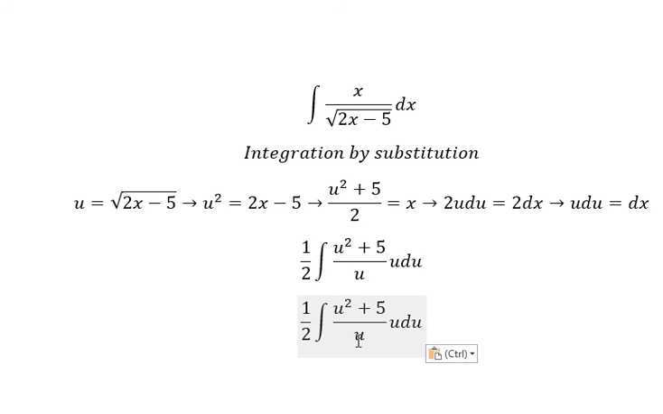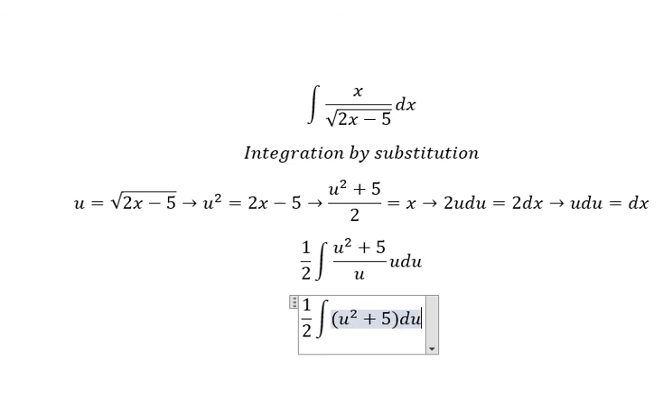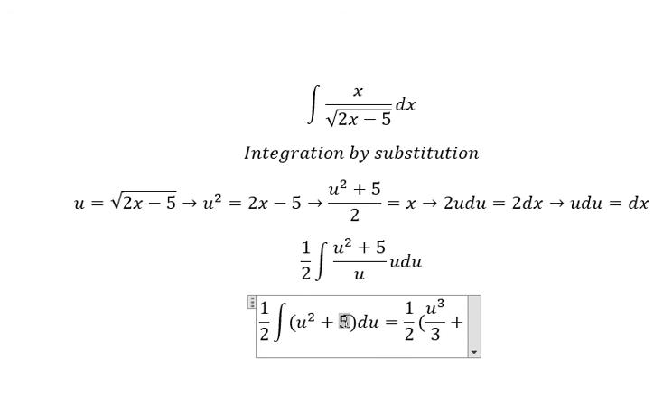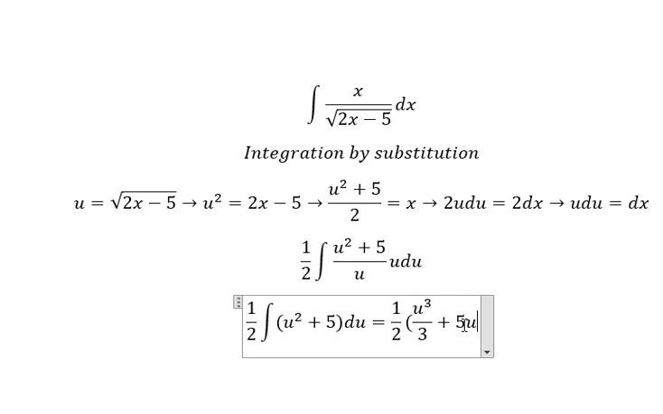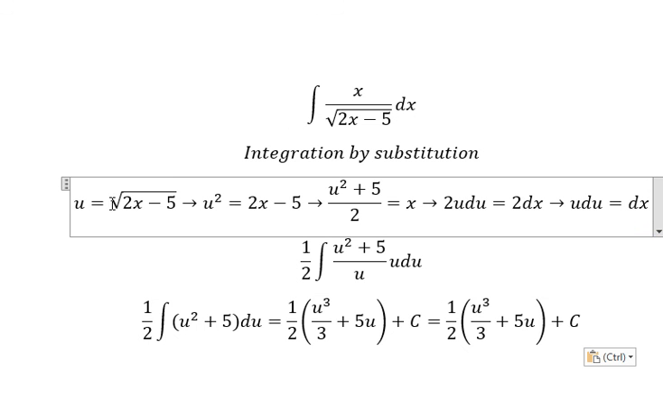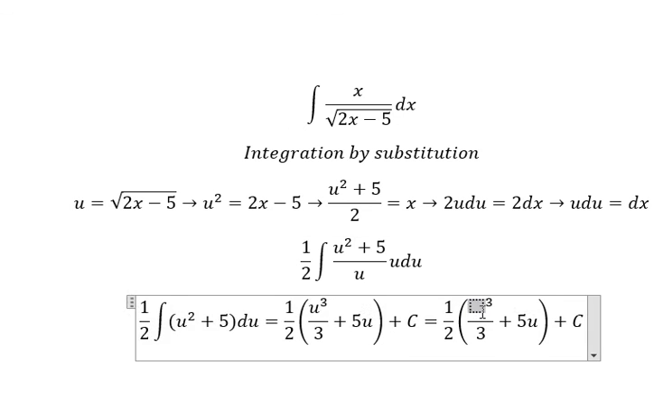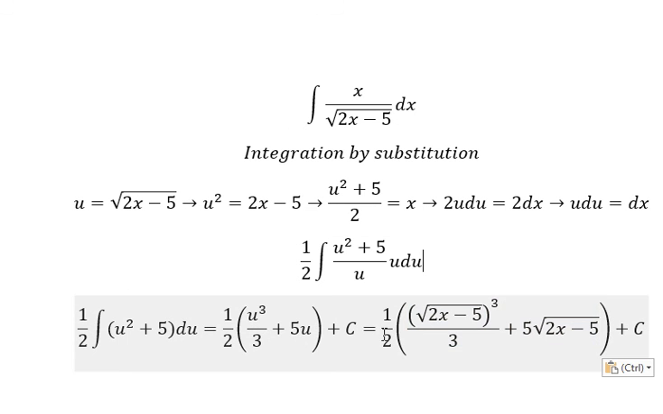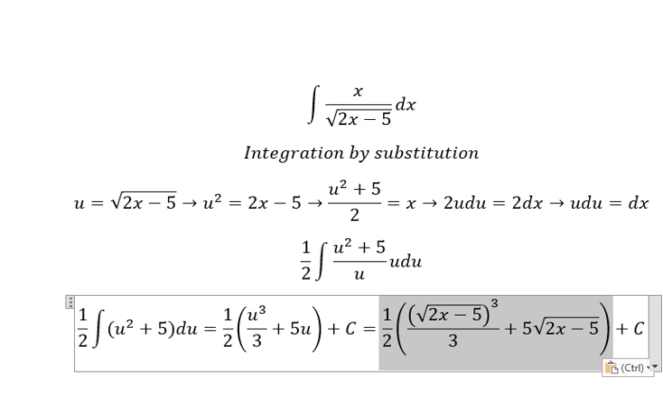Now, u divided by u, we cancel. The integration of u square, we have u to the power of 3 over 3. Number 5, you get 5u. And then we put c. About u, that is this one. And this is the final answer. This is the end.